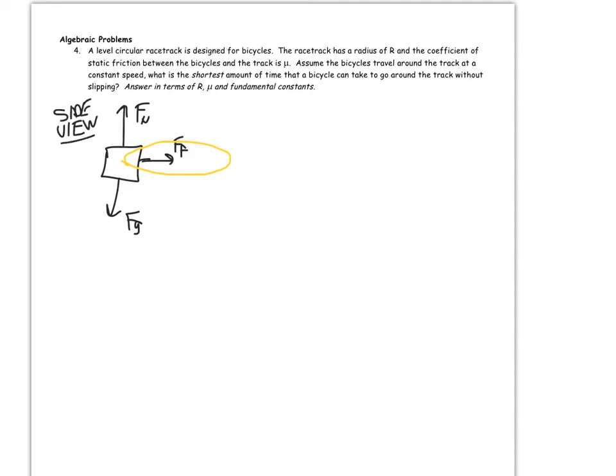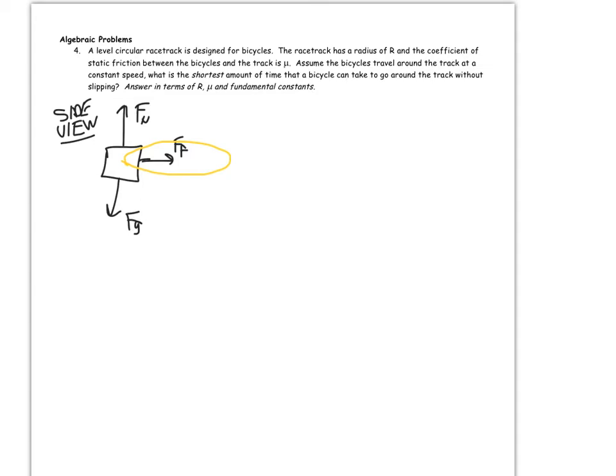The bike's going around at a constant speed, and we want to know the shortest time the bike can go around the track without slipping. So let's start with the free body diagram here. Once again, I'm going to take advantage of the side view, which is what we typically do when we have an object going in a horizontal circle here.